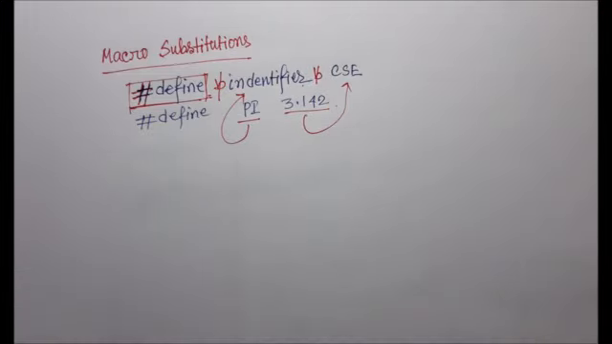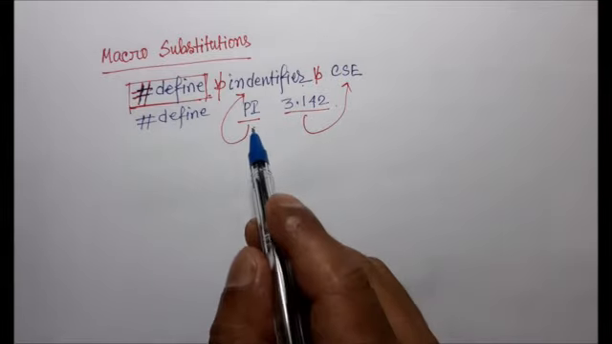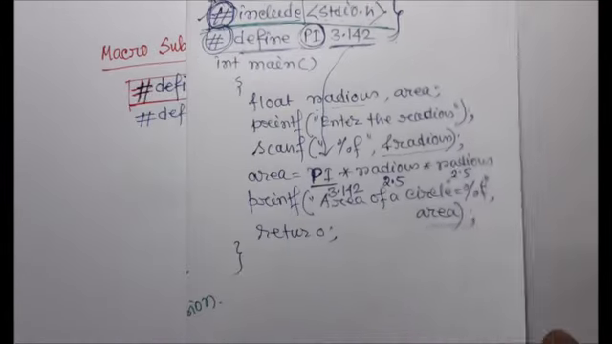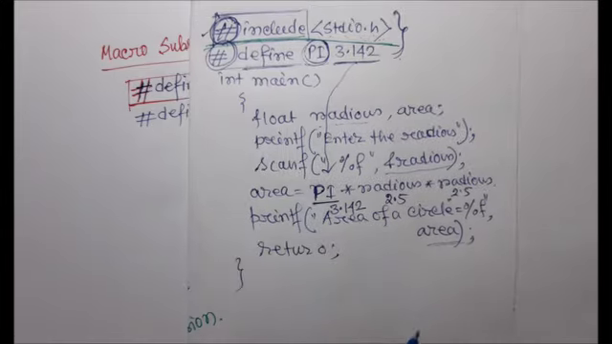Okay. So what does it mean? It means that whenever this identifier is used in my program, for example in this example where I am going to calculate the area of a rectangle, right.